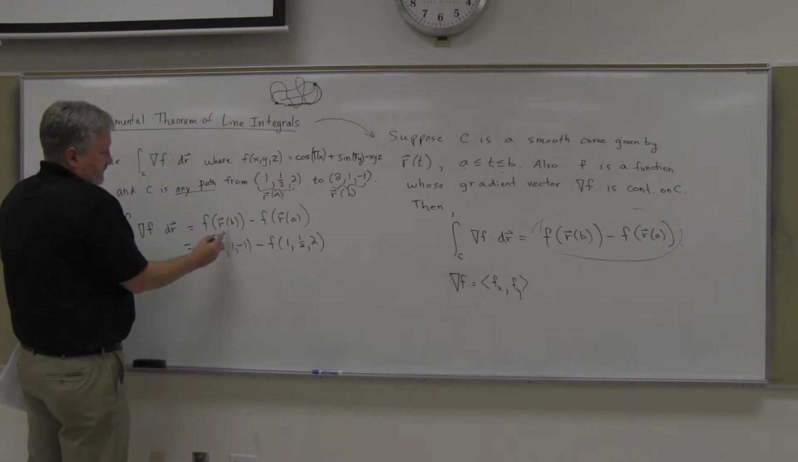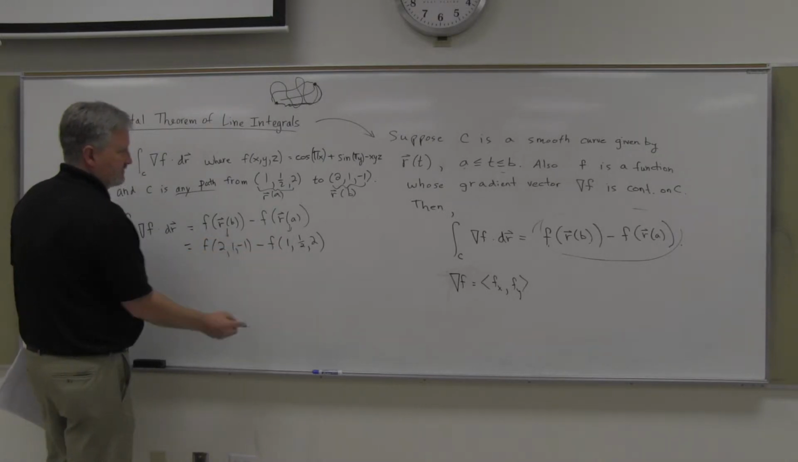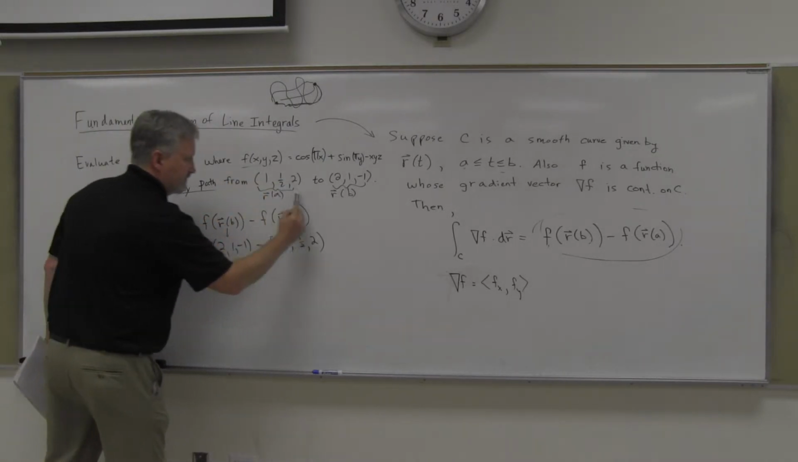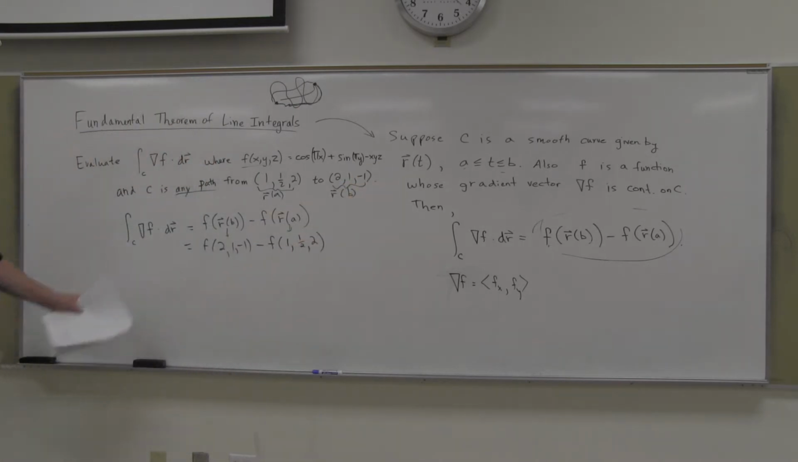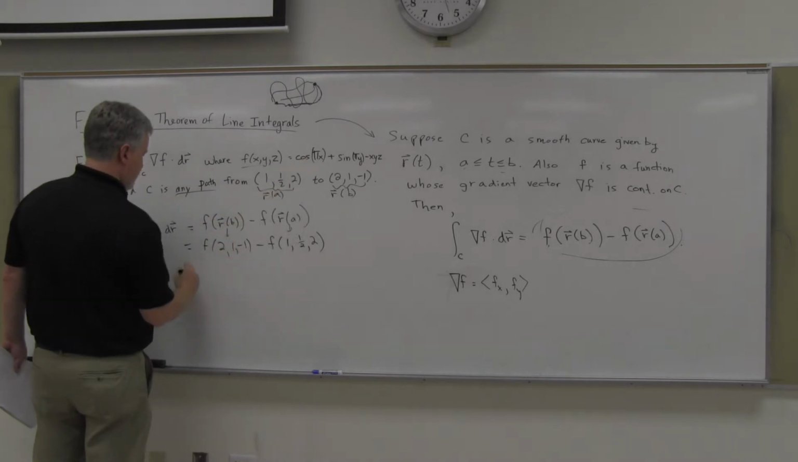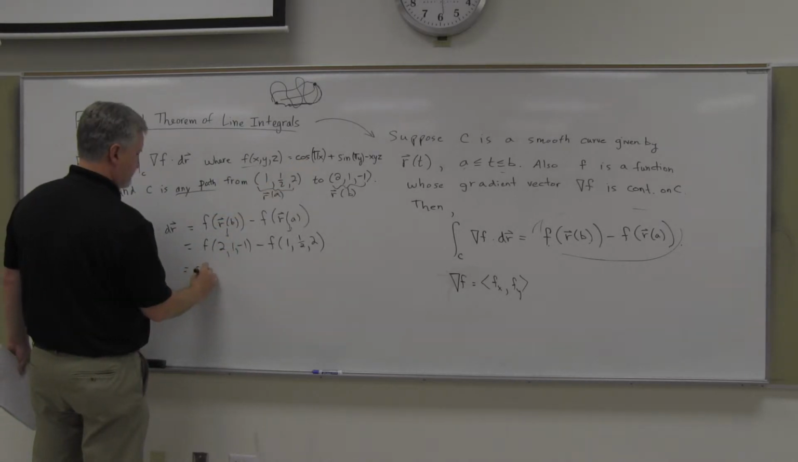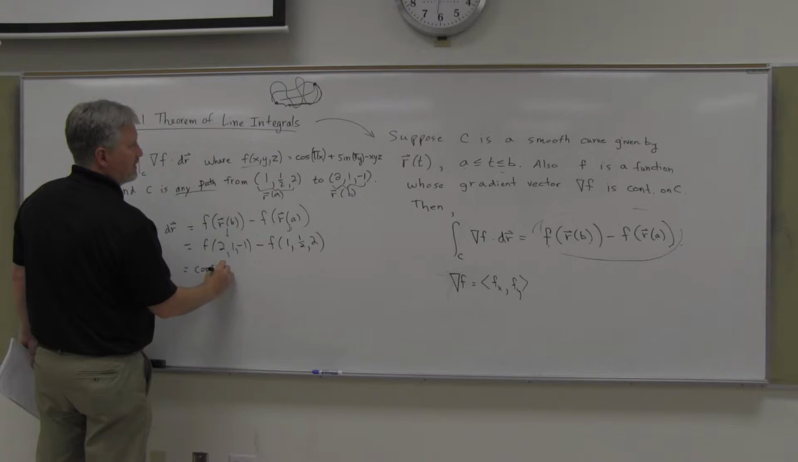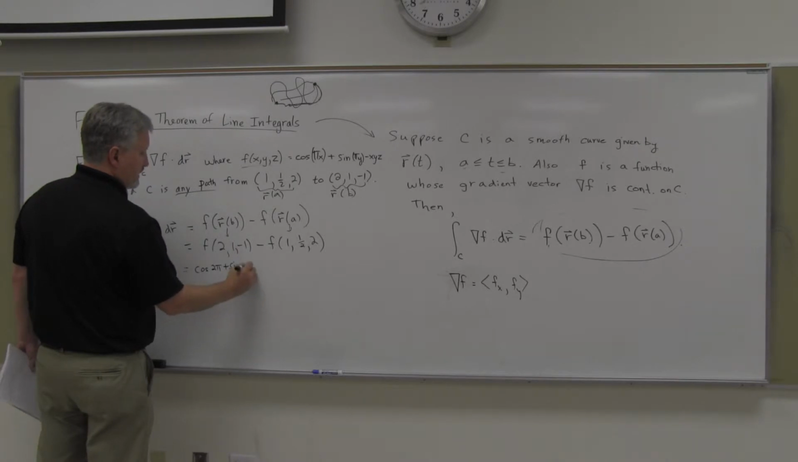This problem's nice in that it's already given us f, and it's already evaluated r for us. All we have to do is plug it into f. So it would be cosine pi x, so cosine of 2 pi, plus sine of pi y, so sine of pi times 1, minus x y z, so x times y times z, what's that? Minus -2.